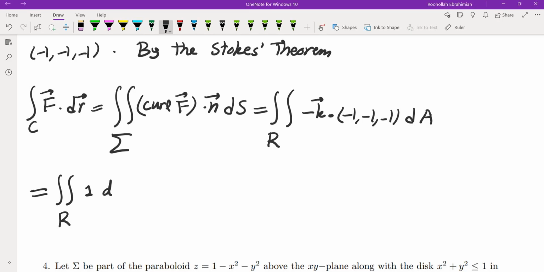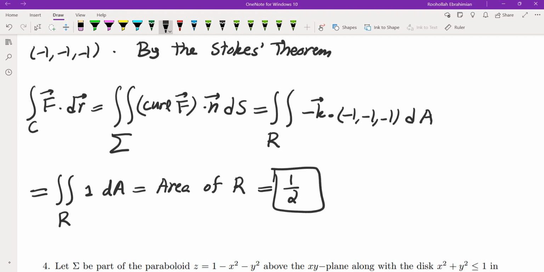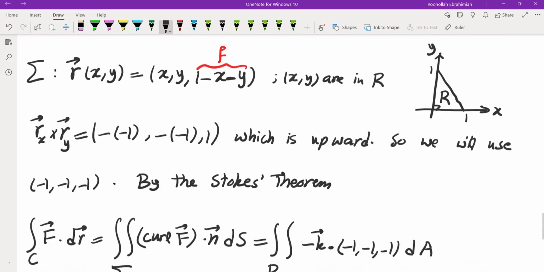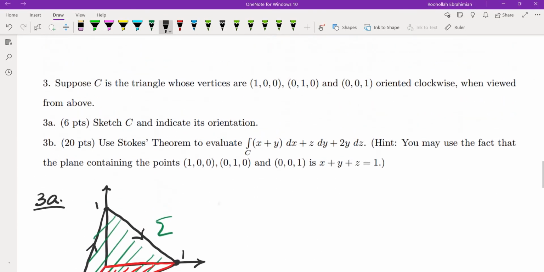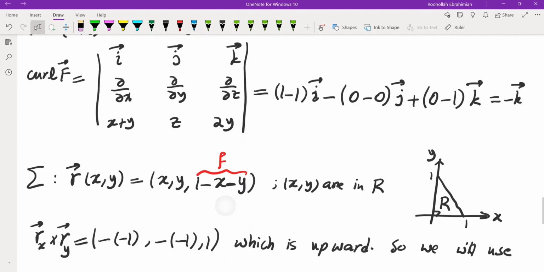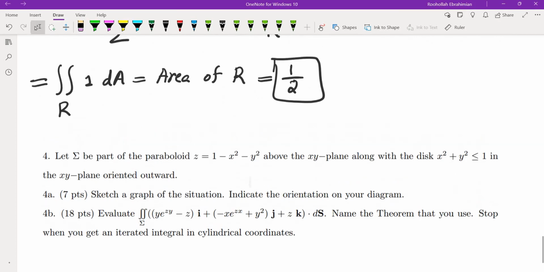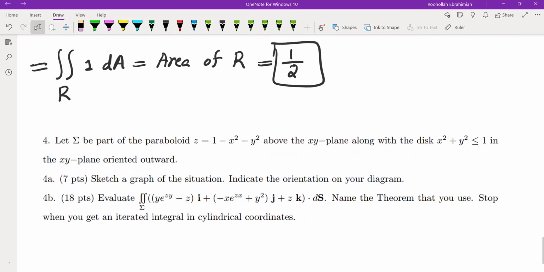So now what is this? This is the area of R, which is just 1/2 because the base is 1, height is also 1. And let's make sure we followed the instructions, and yes, they said evaluate that. So we finally evaluated the line integral.